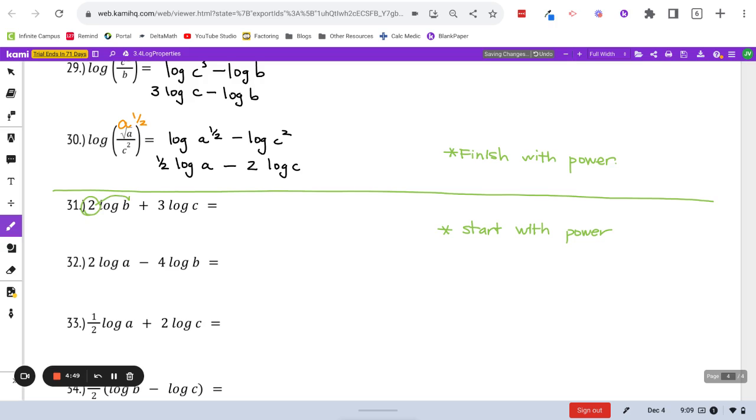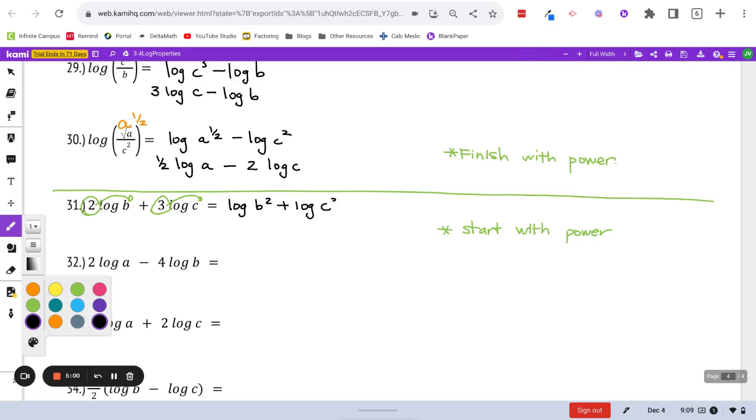So that 2 is going to jump up, and that 3 is going to jump up, and it's going to be great. Log b squared plus log c to the third. And then we'll make our multiplication. Same thing here. Log a squared minus log b to the fourth. And then we'll put them together.